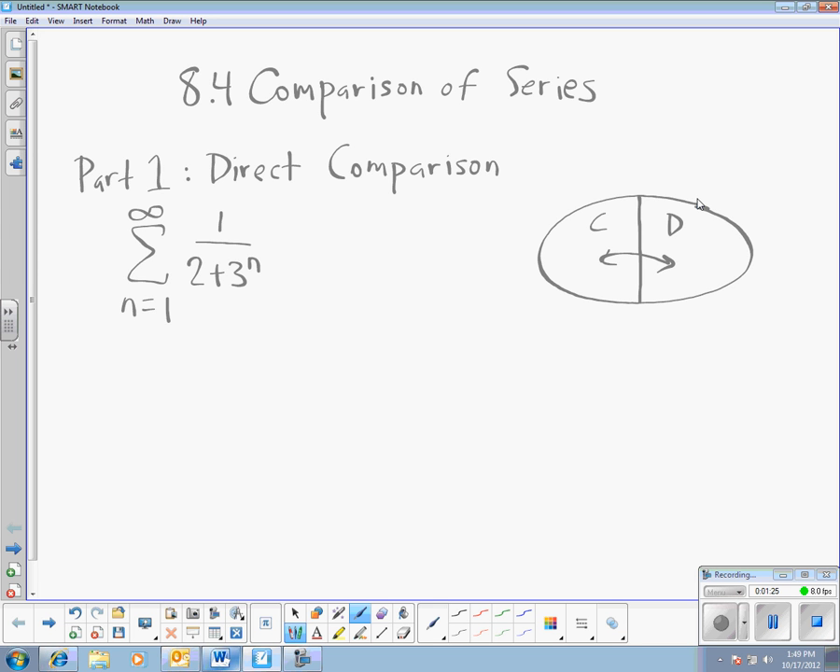I'm still having a lot of mistakes with people trying to use the nth term test backwards. The nth term test says if the terms don't go to zero, then it's outside the bubble and it has no chance to converge. This is all diverge.